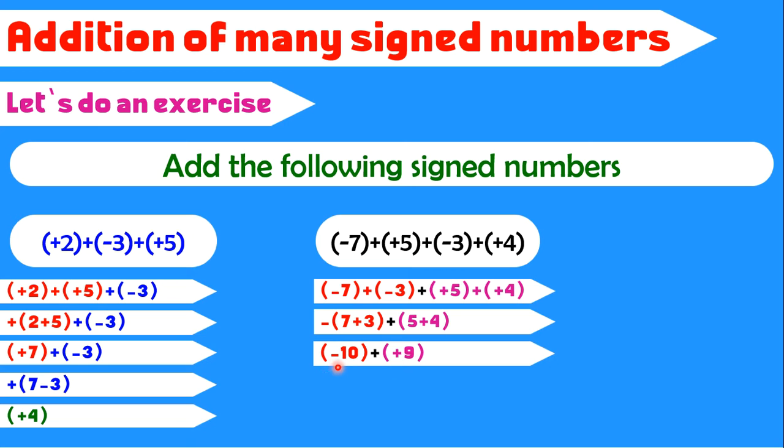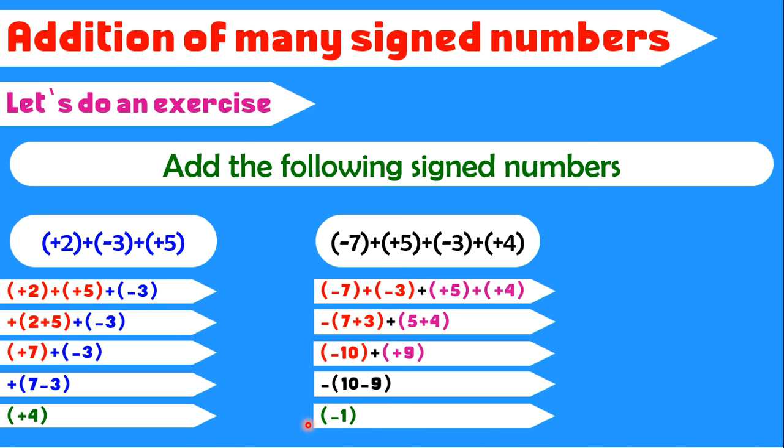Again, here we have a negative sign number added to a positive sign number. We take the sign of the greater number, which is 10, so we will take negative. And then we will subtract both numbers. 10 minus 9 will give us minus 1, and here is the answer. Now let's recall some information.